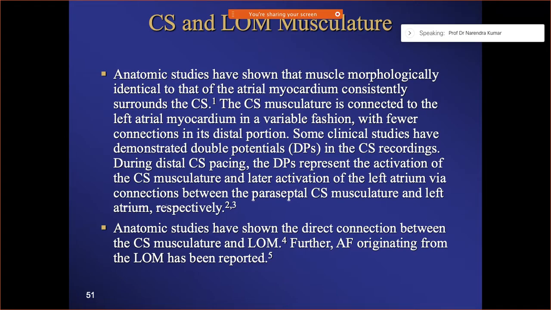So there are various studies which have shown that there are portions of the myocardium surrounding the coronary sinus. So that is why a lot of times there are some direct connections between the CS musculature and also the ligament of Marshall. So there are several theories which have proposed that some incidence or origin of the triggers of AF tends to happen from the ligament of Marshall as well.